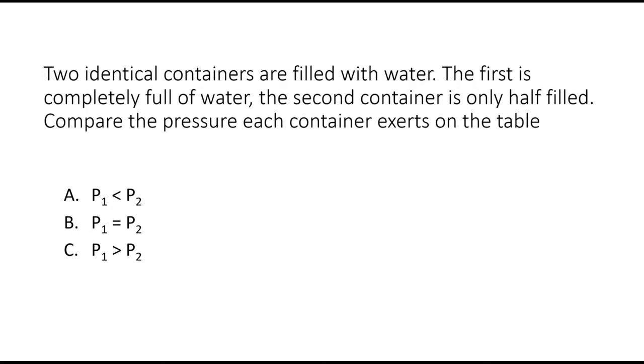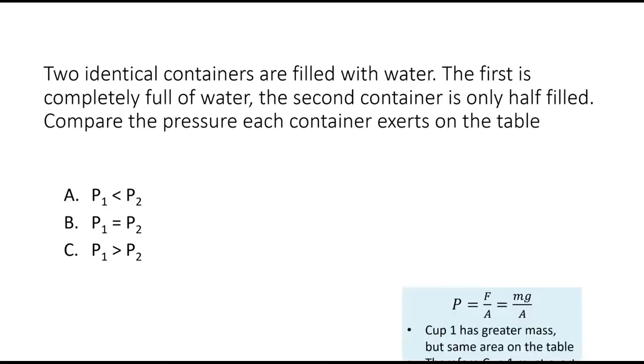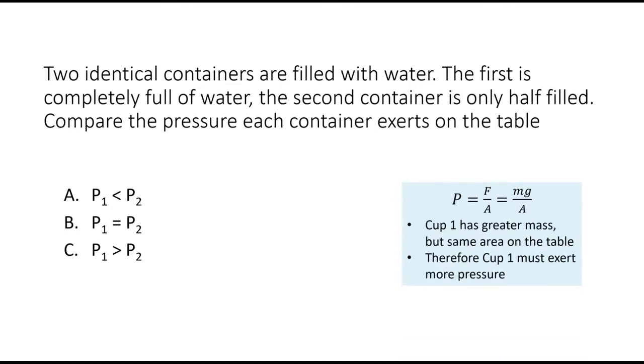So the area over which it's acting is going to be like the surface area of the bottom of the cup. But here we're told that the cups are identical, which means those surface areas are going to be the same. And so what that means is that cup 1 is going to have a bigger F divided by the same A compared to cup 2. And so the pressure exerted on the table by cup 1 is really going to be greater. So I would pick answer C here.